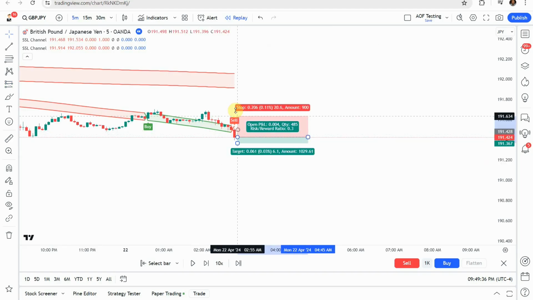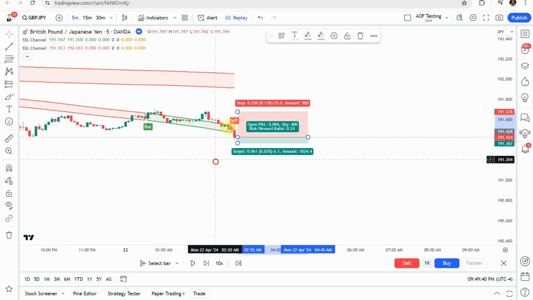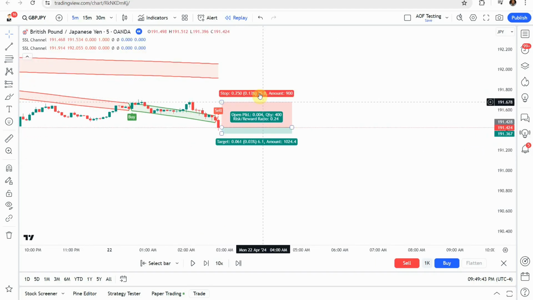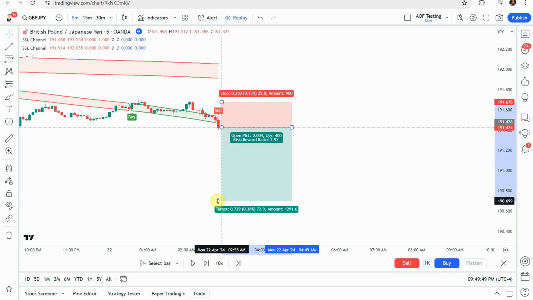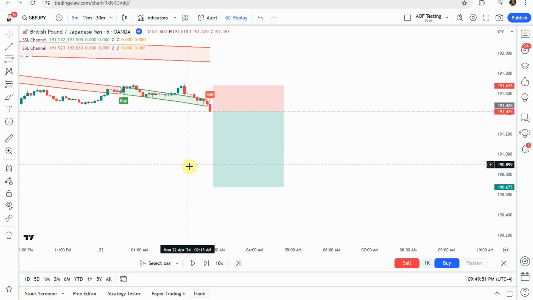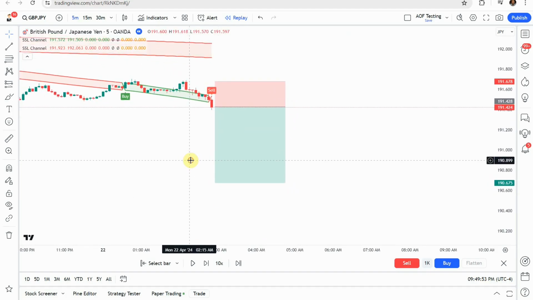I'm going to put our trade right there. Again, we're going to set our stop at 25 pips right there. You can see the 25 pips right there above my mouse. And then we're going to target that same 1 to 3 risk reward, just like so. Let's go ahead and play this one forward and see how it plays out.